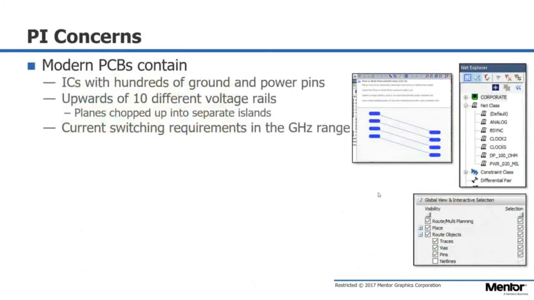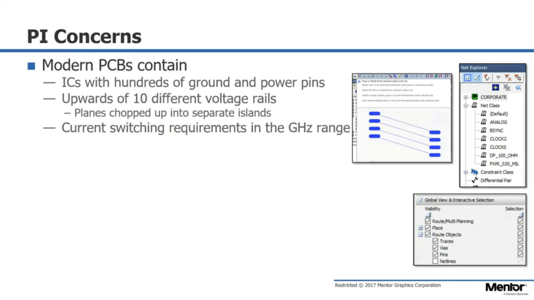So just some HyperLynx PI. Why are power integrity concerns a concern today? Today there are many ICs on your boards with hundreds of different ground and power pins. Gone are the days where you have one IC with one dedicated power and one dedicated ground pin. So there's a lot more sinking of current off of that power pin at different frequencies and at different rates. That can definitely cause an issue in the AC realm.